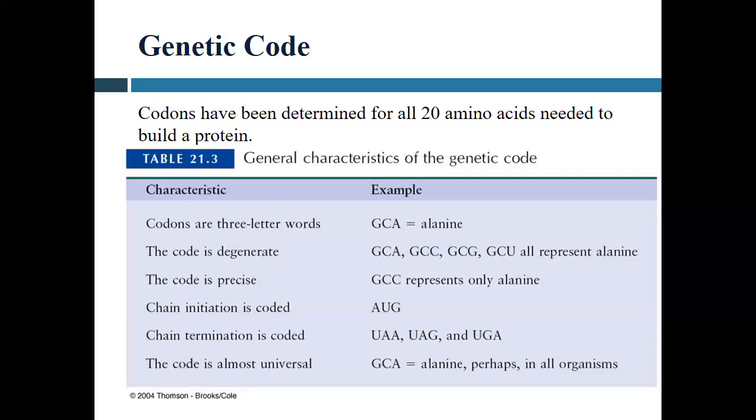Here's an example. GCA. GCA refers to alanine. Alanine is the amino acid that corresponds to this particular codon. But it's not the only combination that gives us alanine. GCC, GCG, GCU, all 3 of those, in addition to GCA, give us alanine. What's important, though, is that these codons are precise. GCA, GCC, they only code for alanine. They don't code for any of the others.